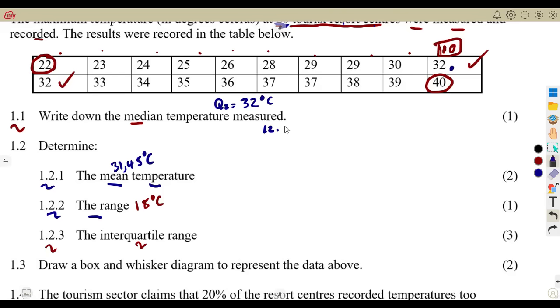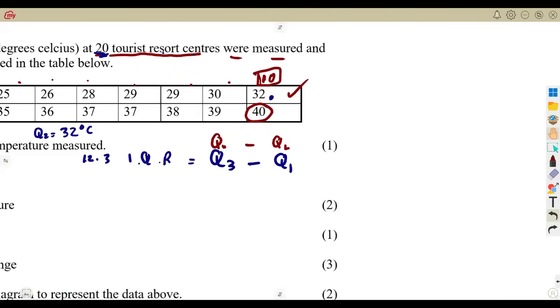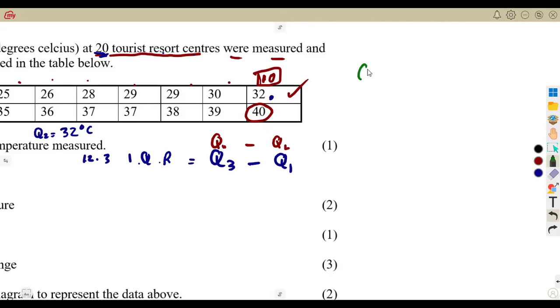Remember, for you to have the interquartile range, we are going to need the upper quartile minus the lower quartile. The difference between these two is what is going to give us the interquartile range, whereby the upper quartile and the lower quartile have to be calculated. So Q1, the lower quartile, is equal to what?